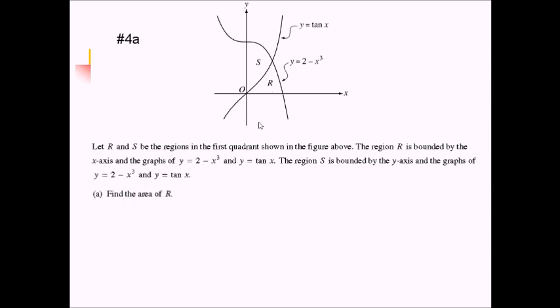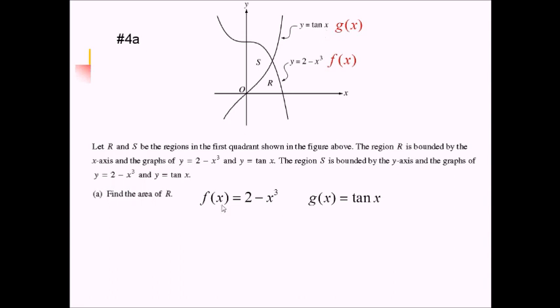To make my life easier on this problem, I'm going to start by labeling or renaming these functions. I'm going to call 2 minus x cubed f of x, so I don't have to keep writing it. I'll also put that on the graph just so I'm really sure about what f is. And for tan of x, I'll call that g of x, and I'll put that on the graph as well.